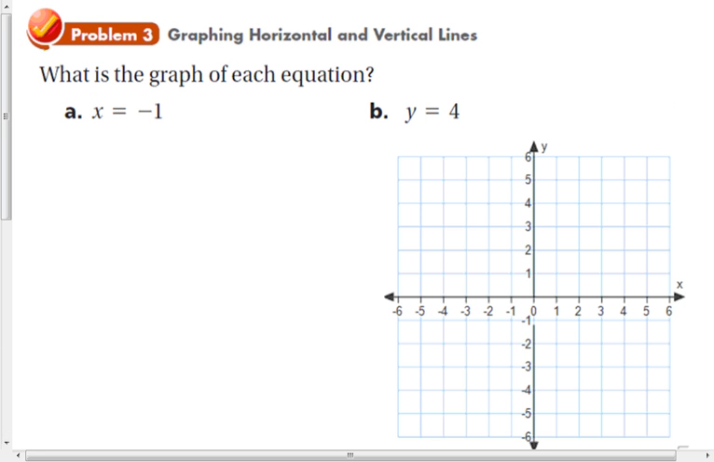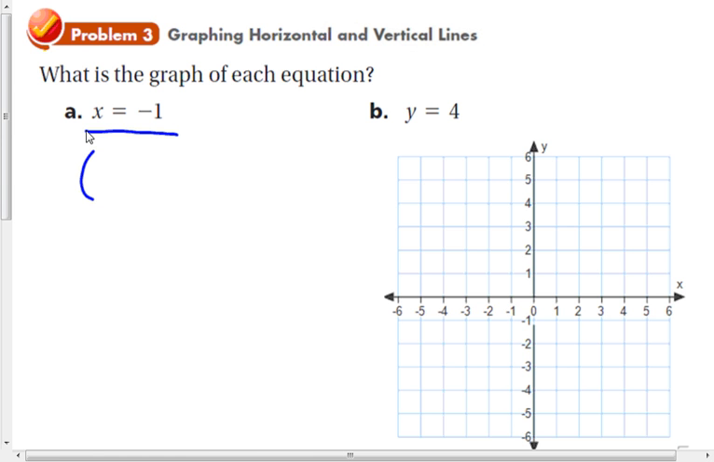All right, this is kind of a little review. We talked about this before, but we want to find the graph of each equation. x equals -1. x equals -1 is an equation. Notice there's absolutely no slope in there. I don't mean zero slope, I mean the slope isn't there, which means the slope is undefined, and that would be a vertical line.